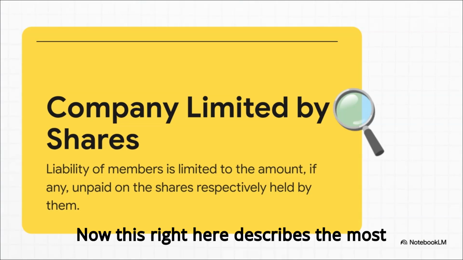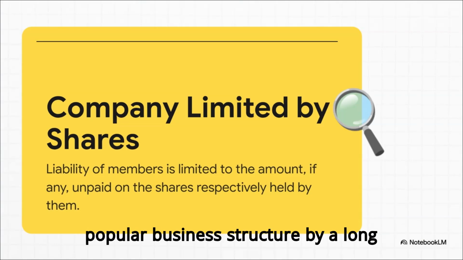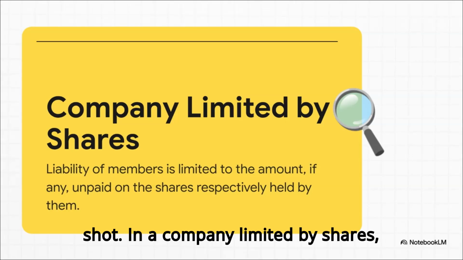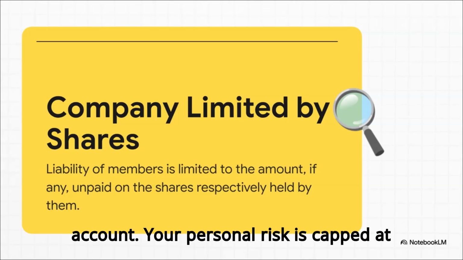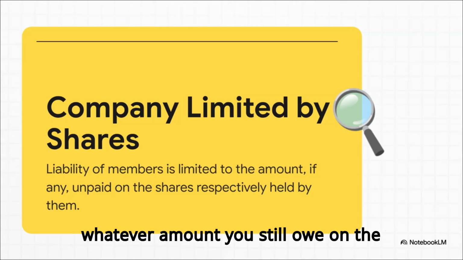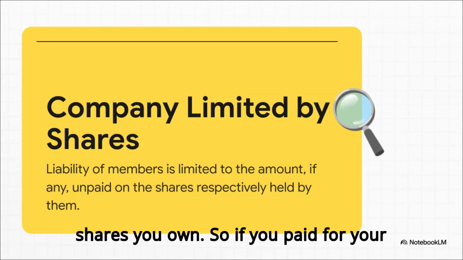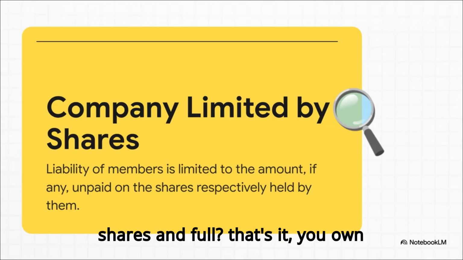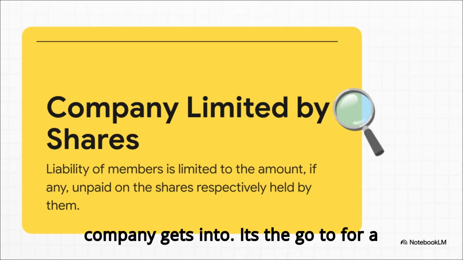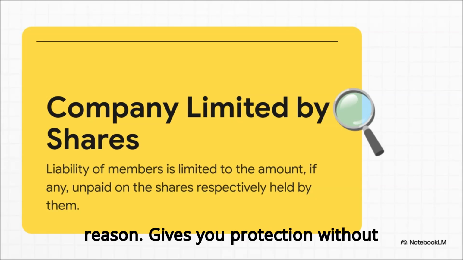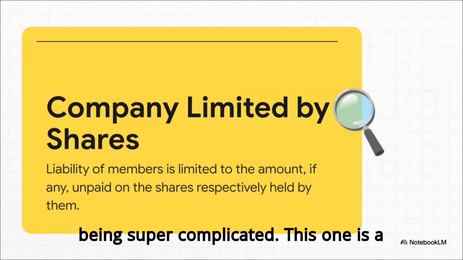Now, this right here describes the most popular business structure by a long shot. In a company limited by shares, you've got a solid wall between the company's debts and your personal bank account. Your personal risk is capped at whatever amount you still owe on the shares you own. So if you've paid for your shares in full, that's it. You owe nothing more no matter what debts the company gets into. It's the go-to for a reason. It gives you protection without being super complicated.